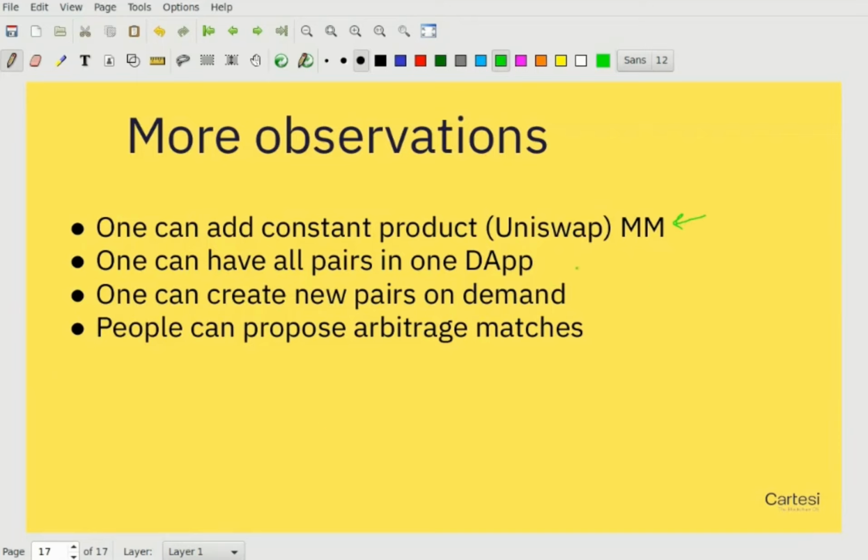By the way, I don't think there's any obstruction to having all the pairs in a single DApp, and even people creating new pairs on demand. And a last thing that you could do, which is kind of strange, but why not, is allow people to make arbitrage matches. Like you bundle lots of matches in one. For example, in the pair Ether BUSD, I want to buy some Ether because I saw that there is Ether to be bought. In the same transaction, I want to sell that Ether in another contract, and then I want to get BUSD again. So you do a triangle and you make money actually.